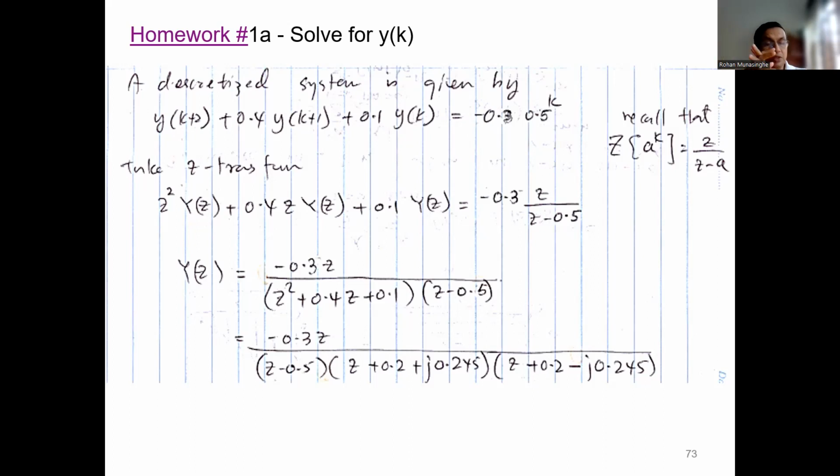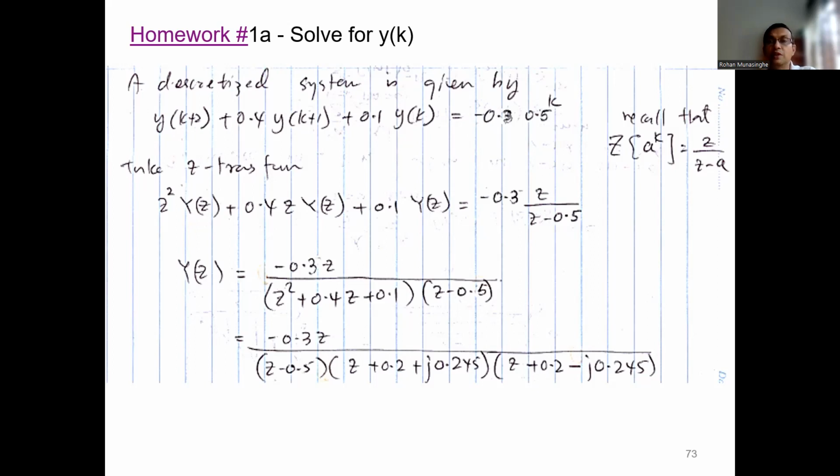Again, you can inversely transform this. If you look at the table, Z over Z plus something, you get this something over here, plus the constant, and raise it to the power of k. This is exactly what is happening here: minus 0.2 minus j 0.245, this whole term in negative, to the power k. In front of that, you need to have e to the j 1.234, and in front of that, you need to have 0.826.